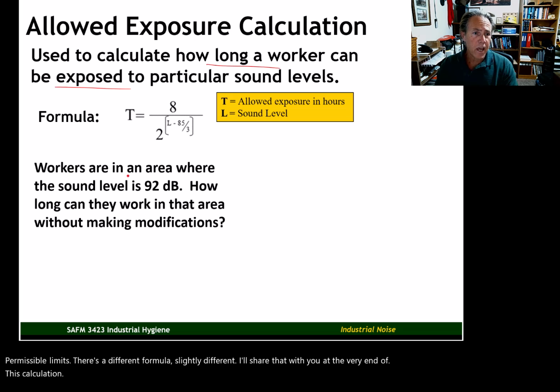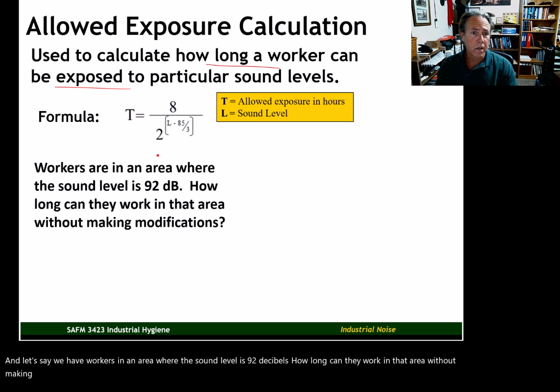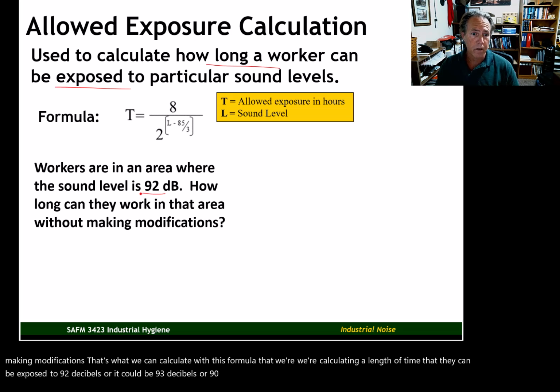And let's say we have workers in an area where the sound level is 92 decibels. How long can they work in that area without making modifications? That's what we can calculate with this formula. We're calculating a length of time that they can be exposed to 92 decibels, or it can be 93 decibels or 97, whatever the sound level is in the work area.